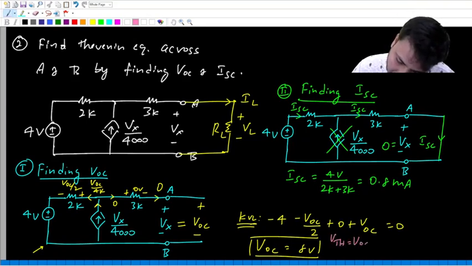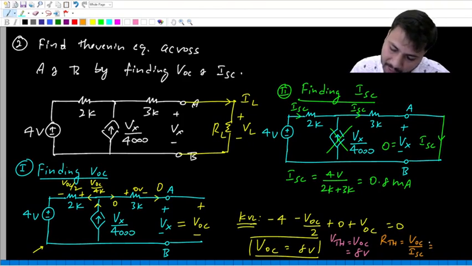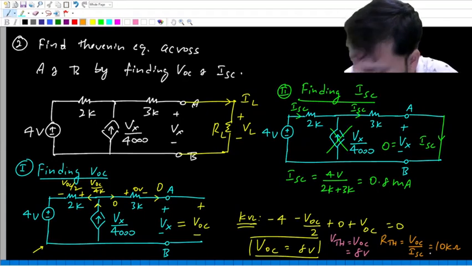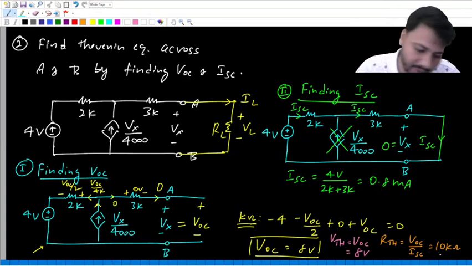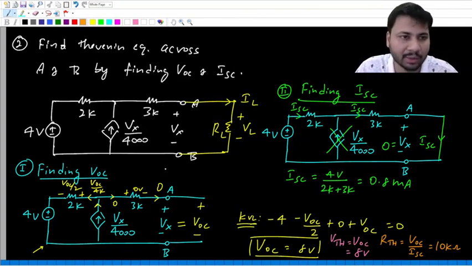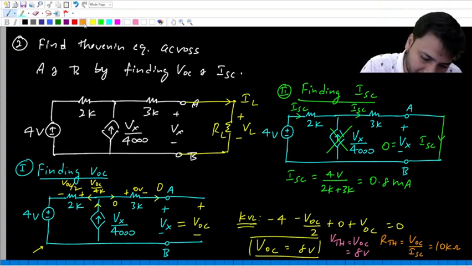So VTH is the same as what? VOC, equal to what? 8 volts. And then RTH is what? VOC by ISC. Yes, VOC by ISC. 8 volts by 0.8 milliamps is what? 10 kilo ohms. So VTH, the Thevenin voltage, is 8 volts, and the Thevenin resistance is 10 kilo ohms. So you can replace this entire network with a single voltage source in series with a single resistance. Okay, like this.